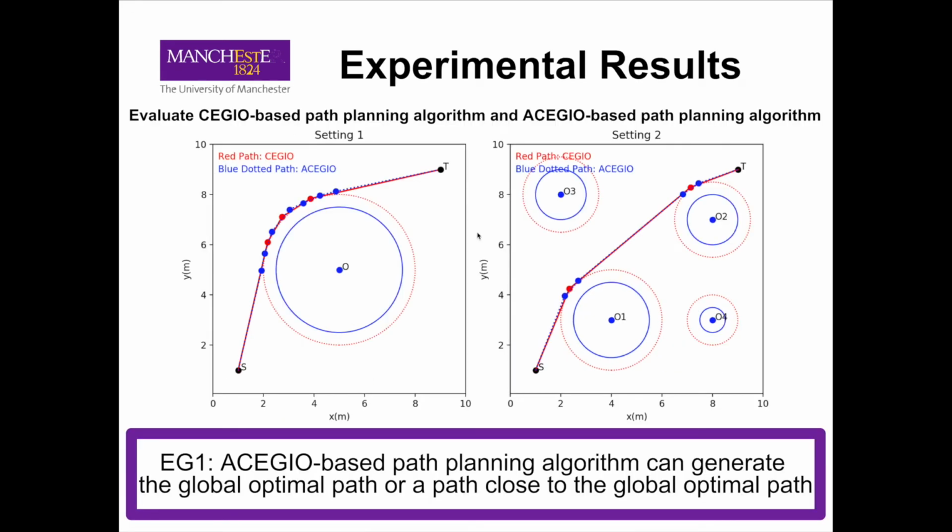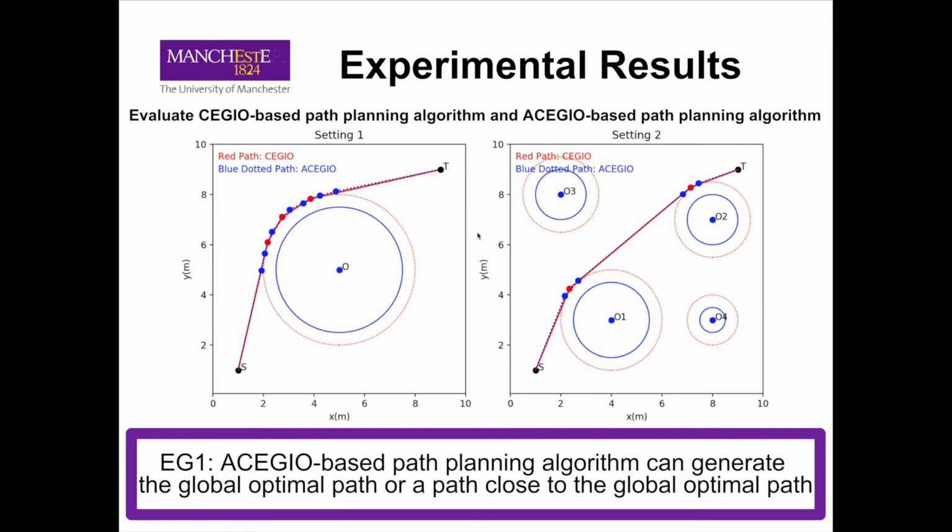In order to answer the first 2 experimental goals, which are efficiency and effectiveness, we need to evaluate the CGL-based path planning algorithm and the ACGL-based path planning algorithm in setting 1 and setting 2. So we set the maximum execution time to 2 days.